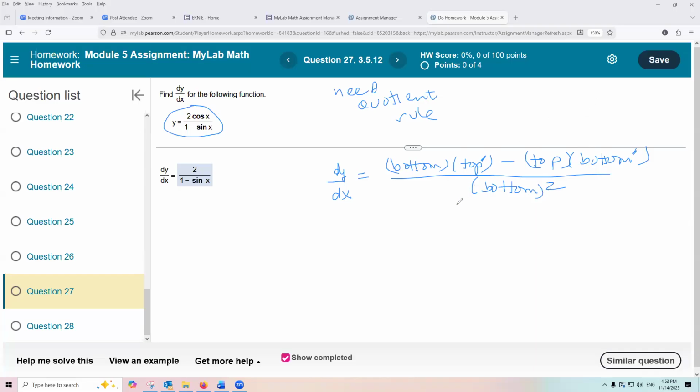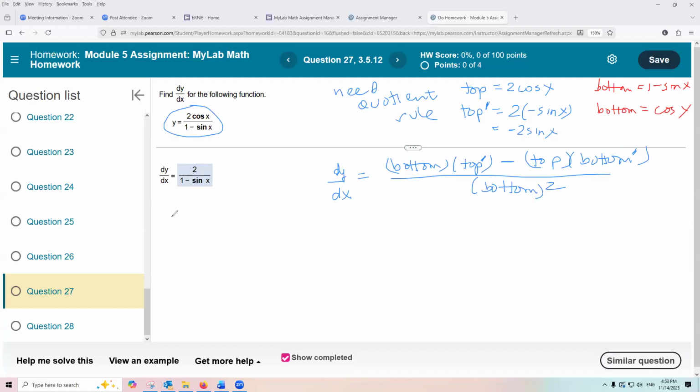All right, let's plug in here. Our top function looks like it's 2 cosine x. Then the derivative of that is 2, derivative cosine is negative sine x. So I'll write that as negative 2 sine x. All right, our bottom function was 1 minus sine x. So the derivative of that, the derivative of sine is just cosine.